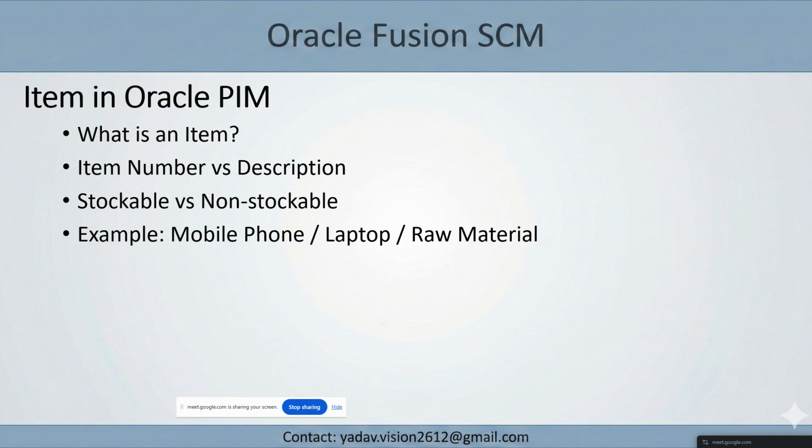If I have an item, I'm going to give a number for that. If I want to write more detailed information regarding that item, I keep that information at the description level. So, item description. By seeing that description, we'll come to know what exactly the item is.